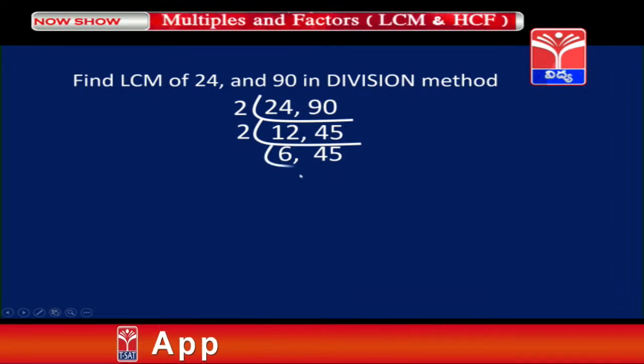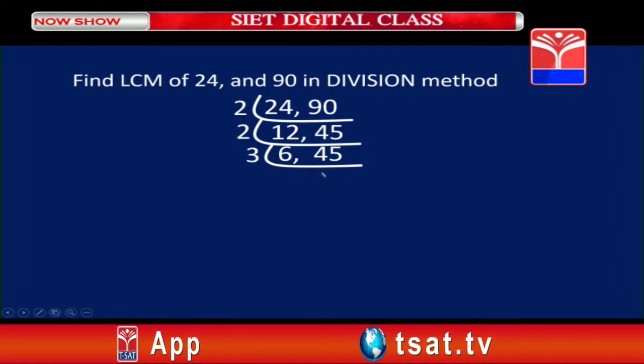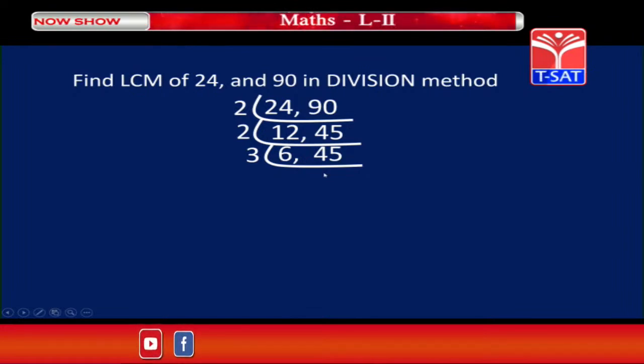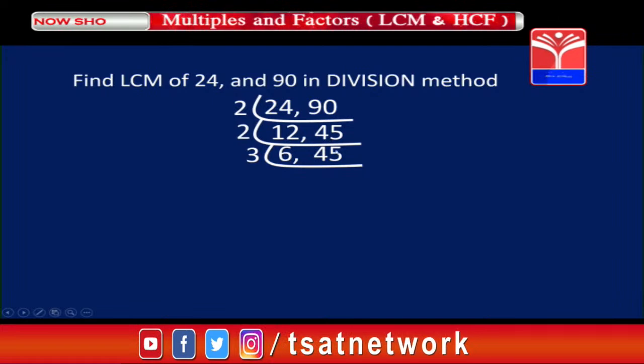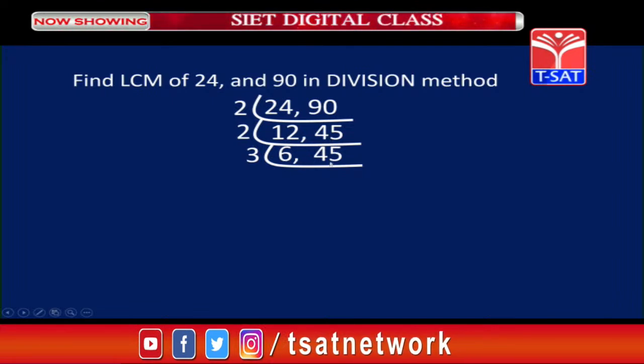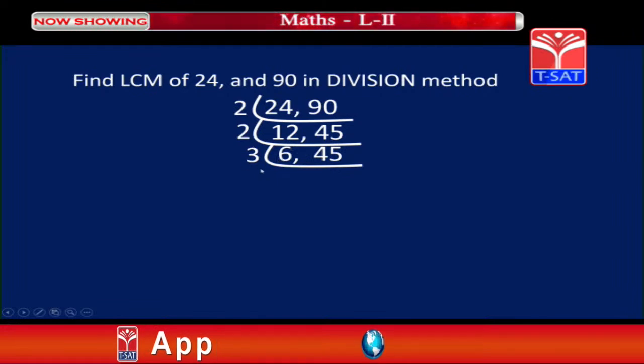Now take another number which divides these two numbers. So we need to check by prime numbers only, writing the prime factorization at a time. If it is not divisible by that number, we need to write the number as it is. Now we have taken 3 here. 3 divides both numbers.